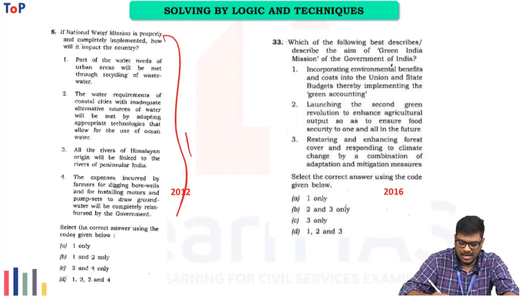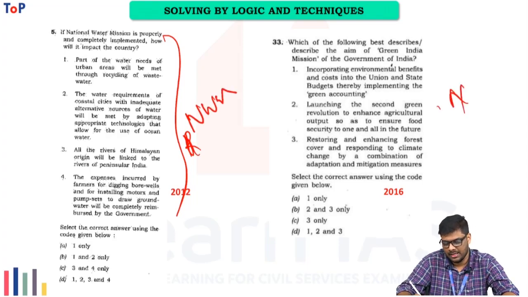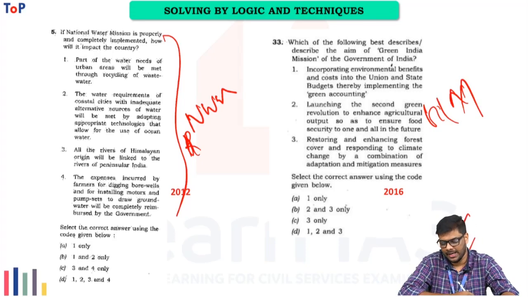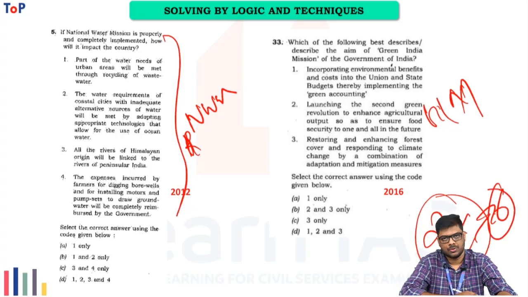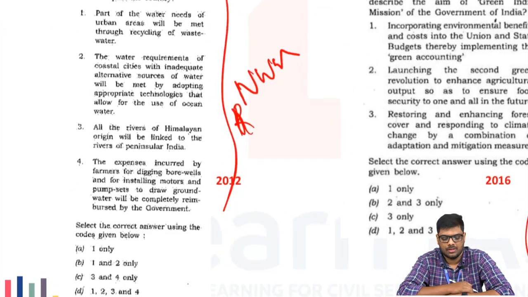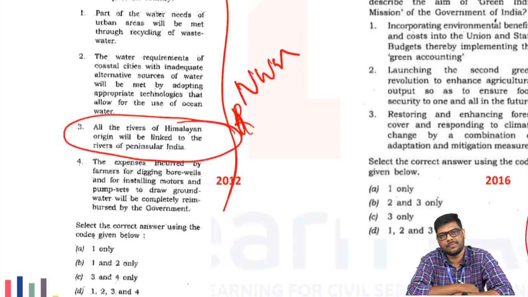This is regarding the National Water Mission, and this is regarding the Green India Mission. Out of the eight National Action Plan missions India has, two have been asked. Now the remaining are six. So prepare on those six missions. How to prepare? Do you need to read the entire mission, the entire objective of the mission? You don't need it, but read the options here. All the rivers of Himalayan origin will be linked to the rivers of Peninsular India.